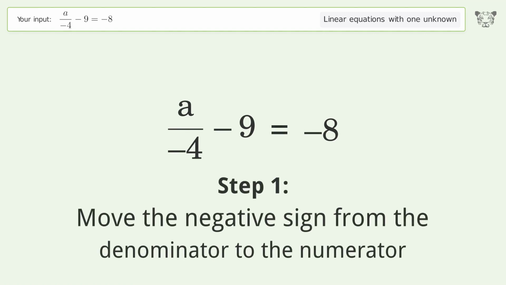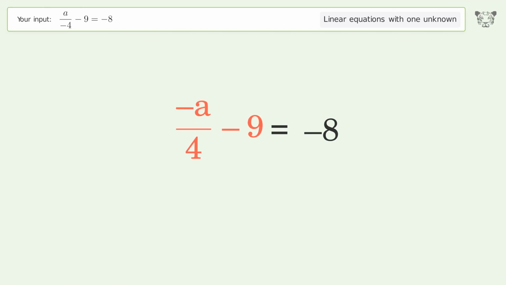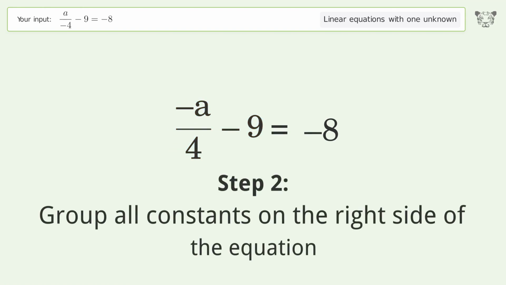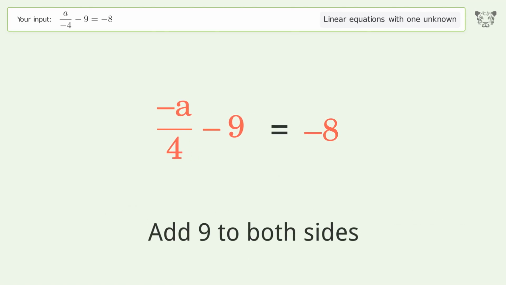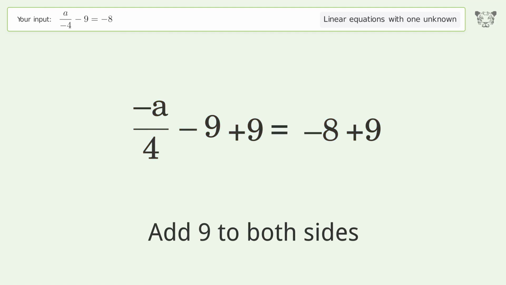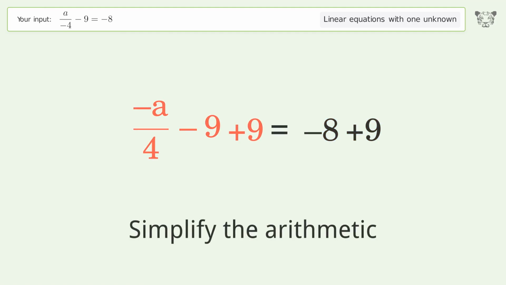Move the negative sign from the denominator to the numerator. Group all constants on the right side of the equation. Add 9 to both sides. Simplify the arithmetic.